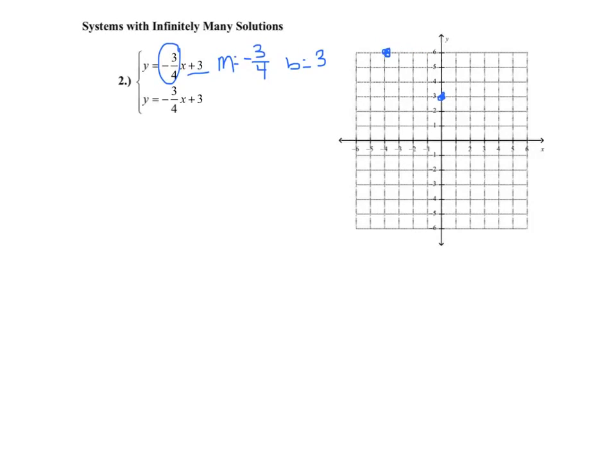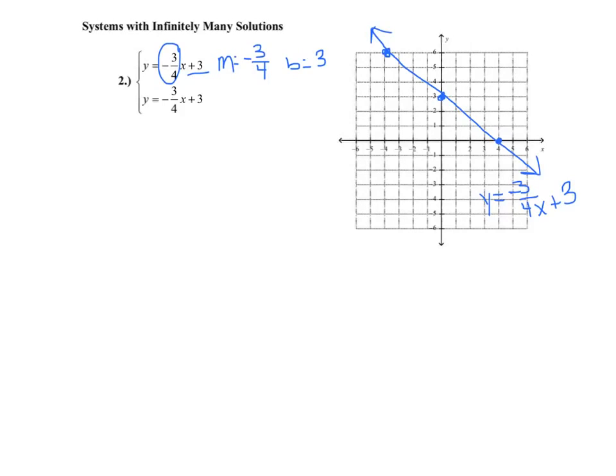You want to make a couple points, so you want to go down 3, 1, 2, 3, and out to the right 1, 2, 3, 4. And now draw your line, connect your dots, and label your equation y equals negative 3/4 x plus 3.